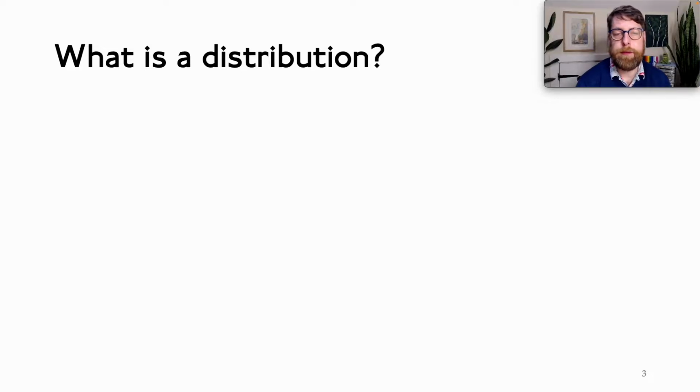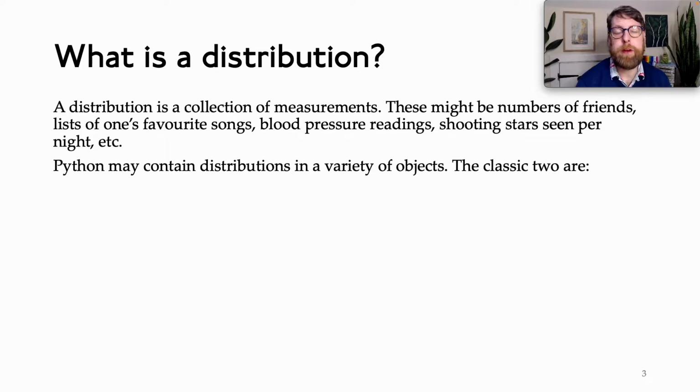So if we say the series is a way to contain or to manage a distribution, well, what's a distribution? Well, a distribution is a collection of measurements. There might be numbers of friends, lists of one's favorite songs. There could be blood pressure readings, or a number of shooting stars seen per night. It could really just be anything, as long as we can get a distribution of it.